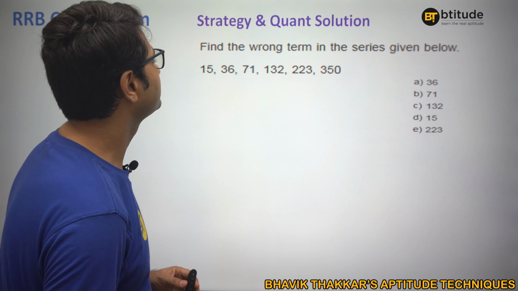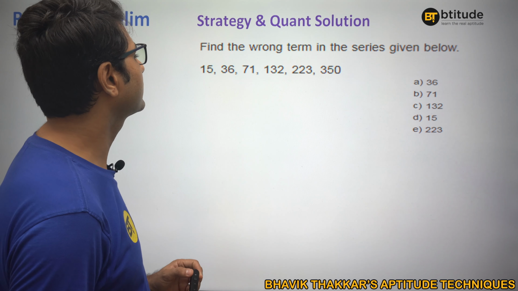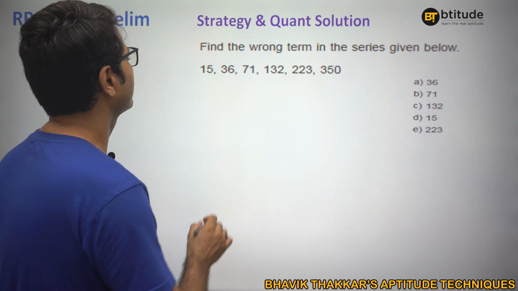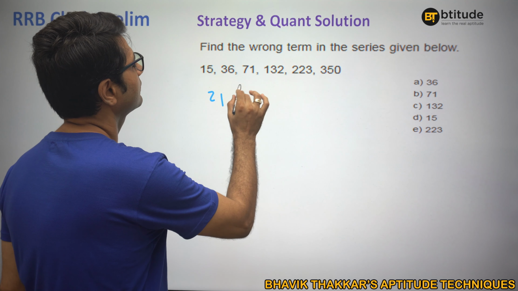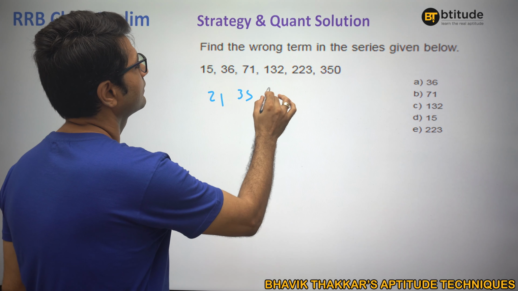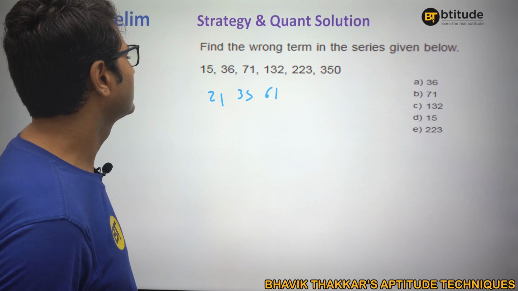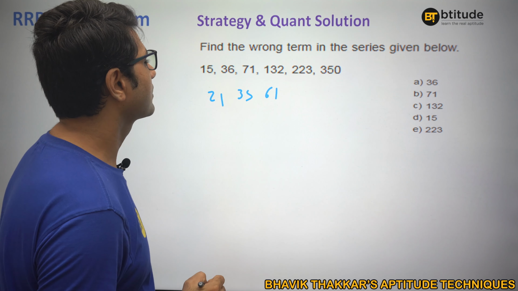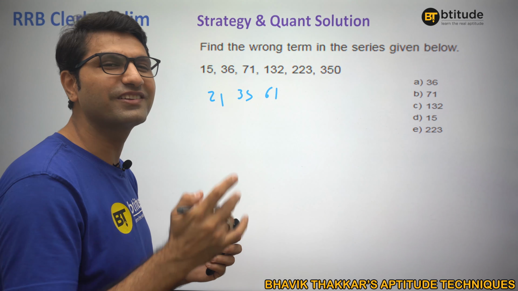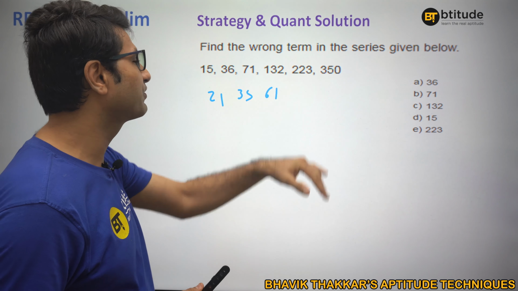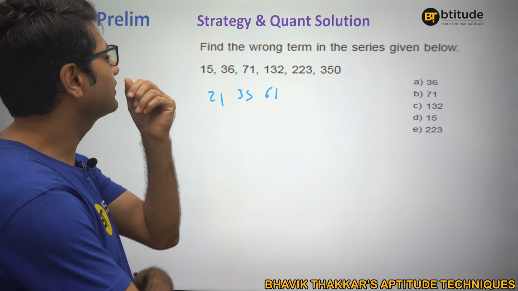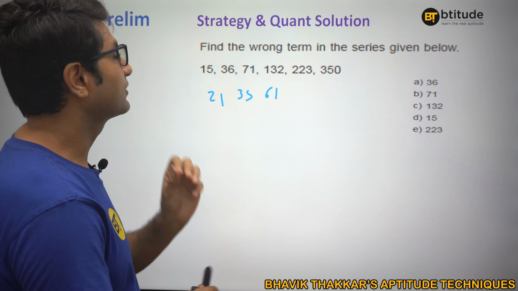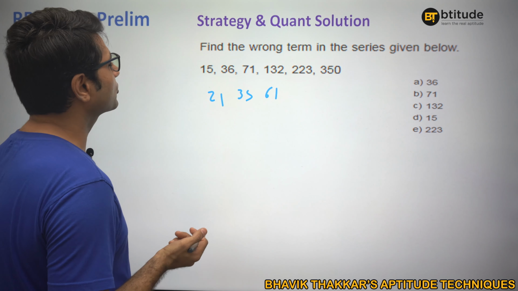What about this one? 15, 36. Difference if I write 21, 35, 61. Because when you write difference, 2 differences are wrong, because one number is wrong, so 2 differences are even wrong. So it doesn't look like difference. So look, this could be maybe squares or cubes, something like that.